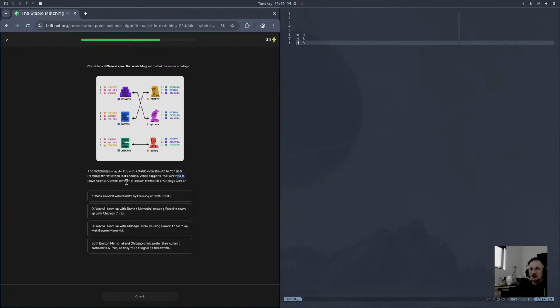What happens if Kiyen tries to leave Atlanta General in favor of Boston Memorial? Well, Boston prefers Peretti and won't take her. Chicago Clinic prefers Ramon and won't take her. So both Boston and Chicago prefer their current partners to Kiyen, so they will not agree to the switch.